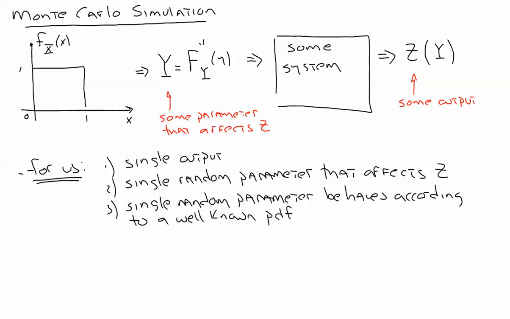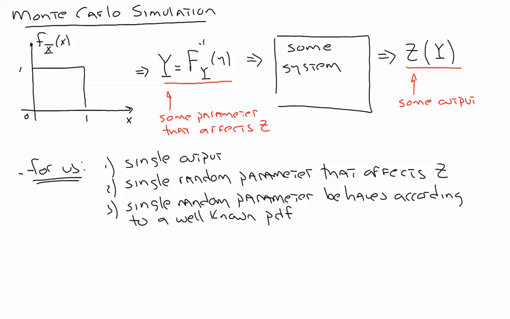All right, so my single random parameter is going to behave according to a well-known probability density function that we've already been talking about. What I'm going to do ultimately in MATLAB is generate a bunch of data points uniformly distributed on 0 to 1, calculate some new parameter, maybe a resistor or a capacitor value, using my first transformation of variables, and then run those data points into another equation that describes the output behavior of some system, and calculate yet another random variable Z.